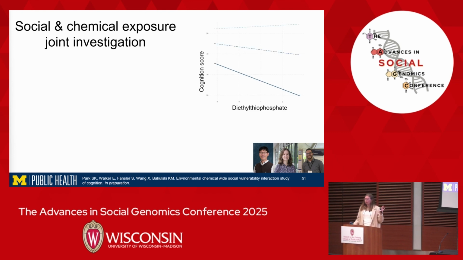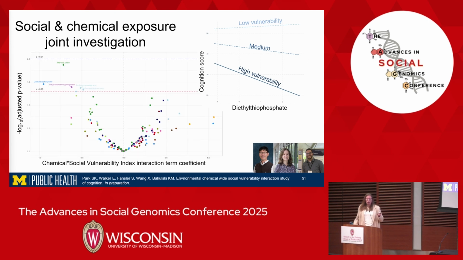So here I'll show you one chemical before all of them. Here's a chemical called diethyl thiophosphate. It's a metabolite of organophosphorus pesticides. You might be familiar with chlorpyrifos, which would be the parent compound. And here are the people who have high social vulnerability, so our most marginalized people. We have the steepest slope, so higher chemicals with lower cognition. Here are people with medium social vulnerability, so there's some ability to buffer those chemical effects, and then here are people with the lowest vulnerability, so the most advantaged folks have the most flat slope here.